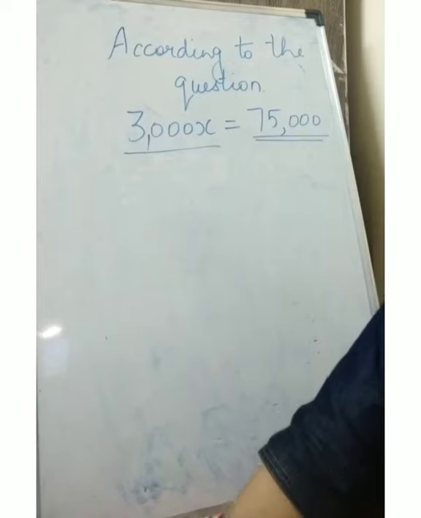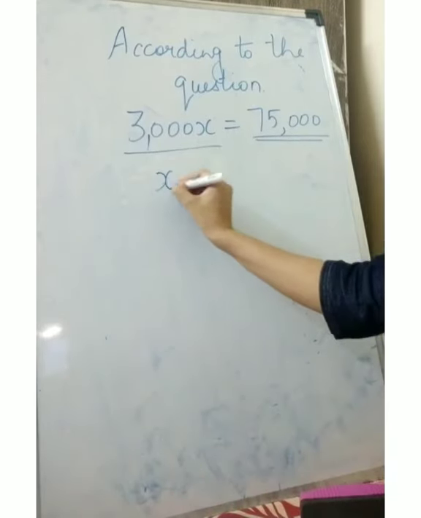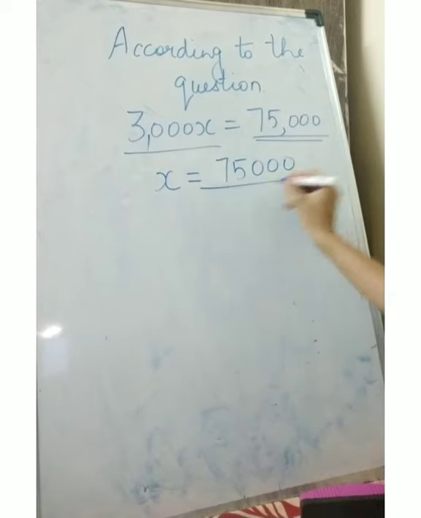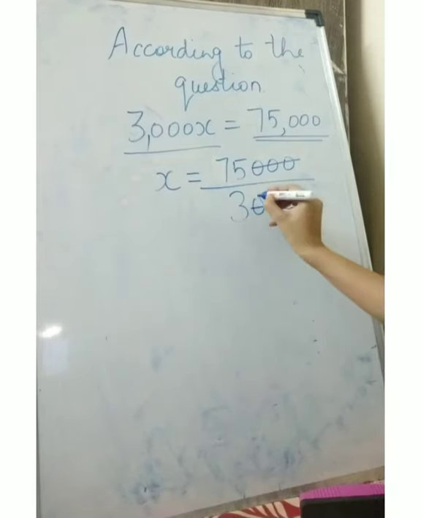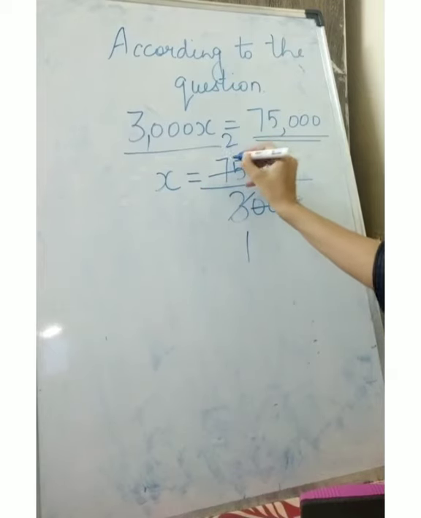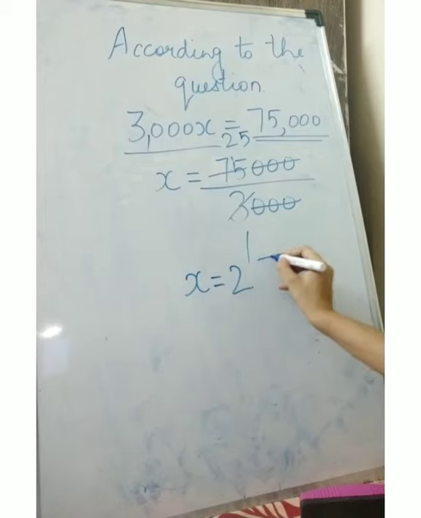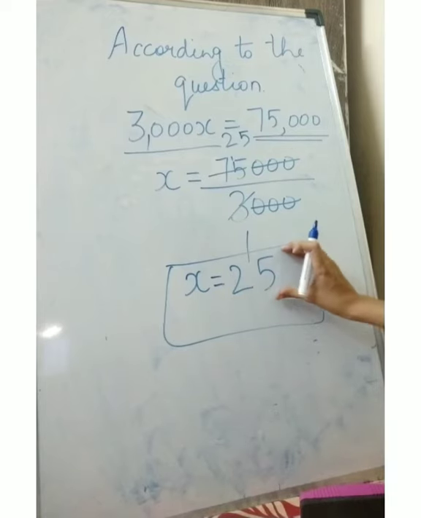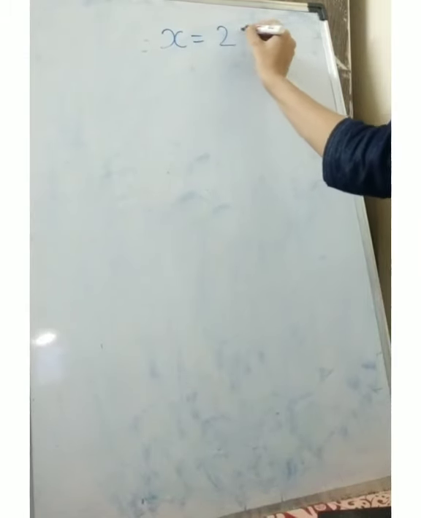So what I am going to do next is, I have 3000x over here, so I will put x on one side. This is 75,000 upon 3000. So the zeros will cancel. 3 ones are 3, 3 twos are 6, 3 fives are 15. So the value of x is 25. Now this is the value of x. By this value we will find the length as well as the breadth.